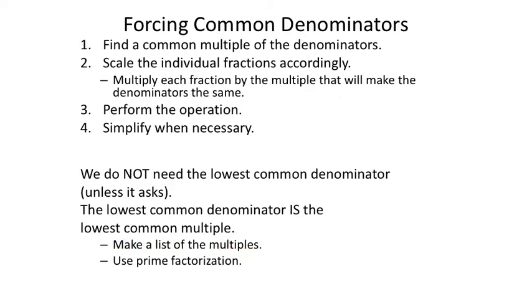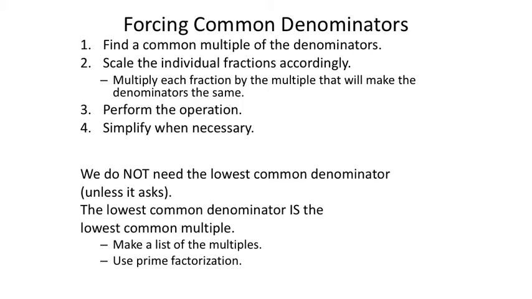So you make a list of the multiples. Again, we're just looking at denominators on this. You would look at a list of the multiples, and you'd find the lowest one they have in common. Or, of course, you can use prime factorization, and that would work too. So, 4 steps to forcing denominators to be the same, and that would be for any fractions. So, of course, you look at the denominators and find a common multiple. And like we just talked about, there are 2 ways to do that. And then you're going to scale the individual fractions accordingly. So depending on what multiple it is, you scale that fraction. Multiply each fraction by the multiple that will make the denominators the same.